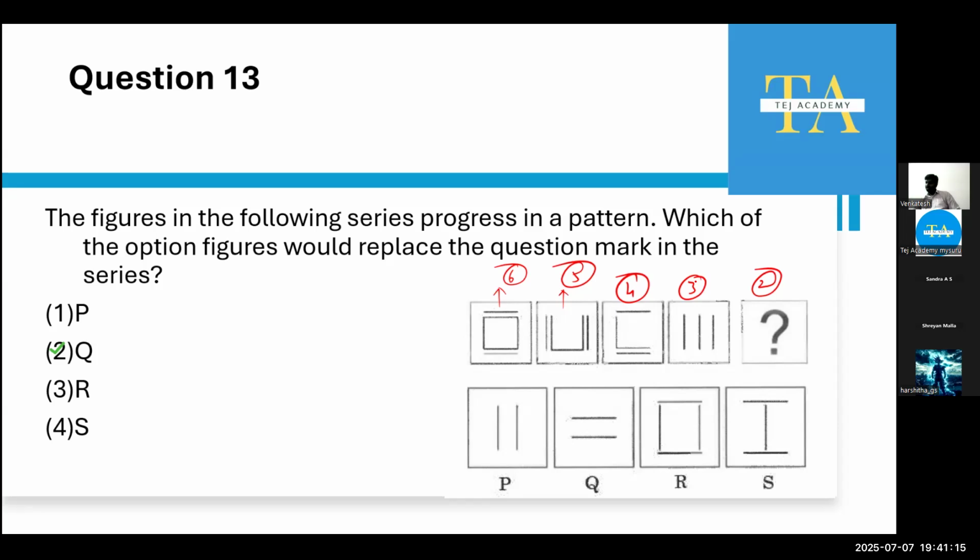So 2 will come means either P and Q. When you see, one case is the horizontal and another case is the vertical. Again horizontal, then vertical. Then the next case will be followed as what? Horizontal. Horizontal means Q. Q is the correct answer. Clear?